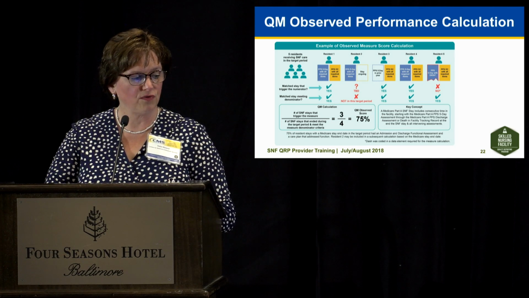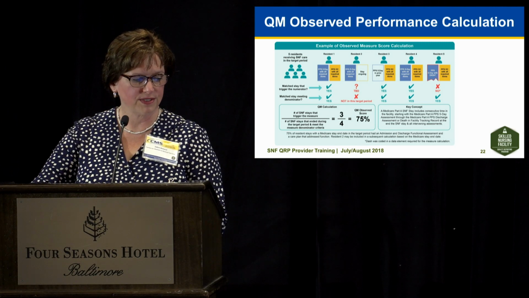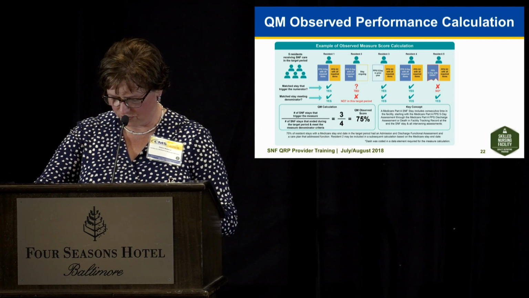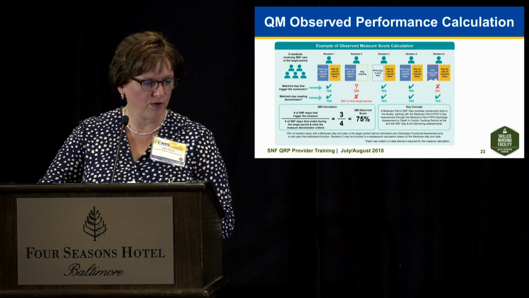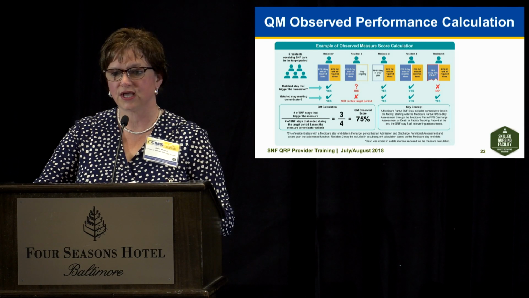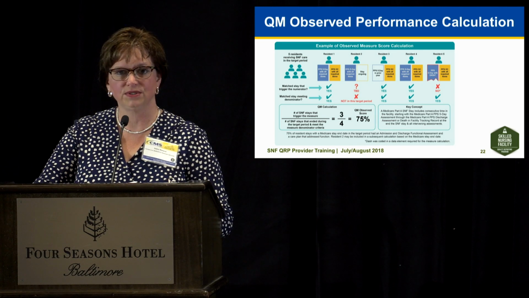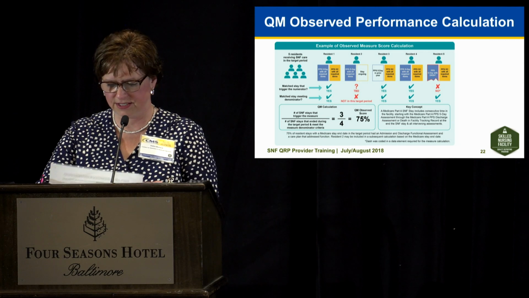To calculate the overall observed score, you'll notice that there were 4 stays that were included during this time period, 3 of which were included in the numerator. So to calculate the observed score then for this quality measure, you would divide the numerator by the denominator and multiply that value by 100.